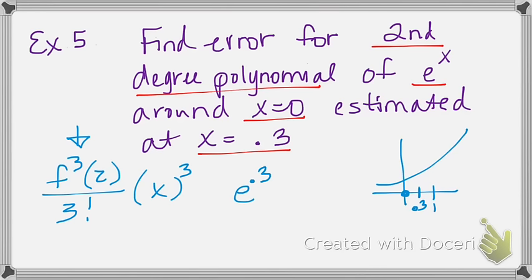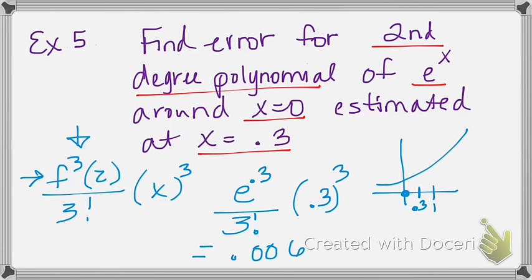So on a problem like this, I know that the third derivative would be e to the x, since we're talking about e to the x. And I know that on e to the x, the closer I go to the right, the bigger the values are going to be. So since I'm going around 0 and it's at 0.3, e to the 0.3 is the biggest value, over 3 factorial times 0.3 to the third, and we get 0.006.